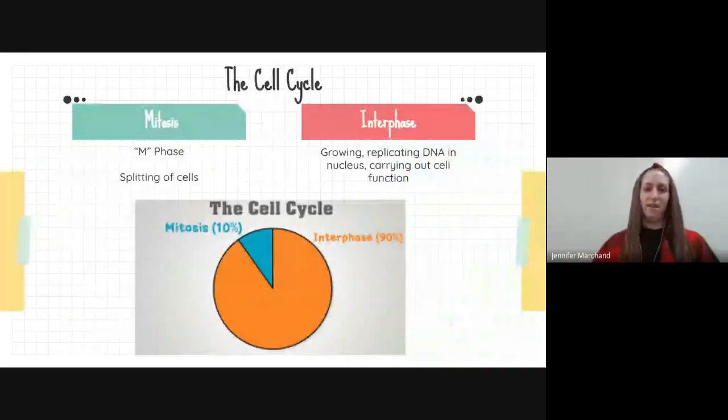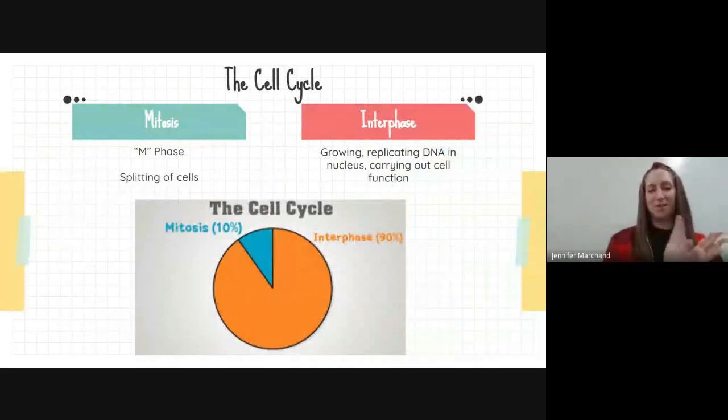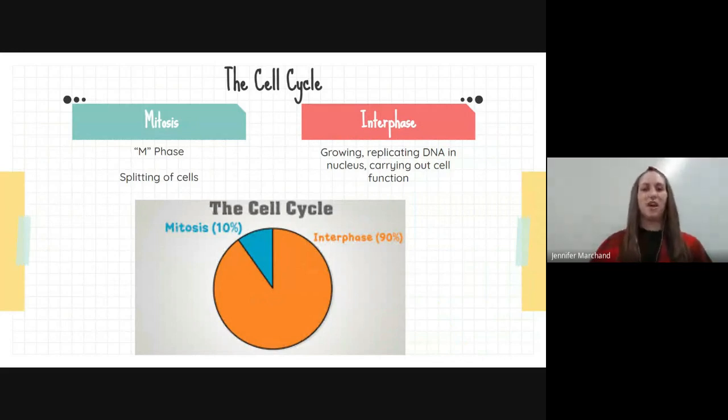So in our cell cycle, mitosis is 10%, but it's the 10% we're going to focus on today. Interphase is the other 90% of the cell cycle. We'll talk about interphase as well, but really we're going to focus on mitosis today, or what we like to call the M phase, when the cells are actually splitting, when they're dividing. Interphase covers when they're growing, when they're replicating that DNA, and when the cell's actually being a functioning cell and doing what it's supposed to do.